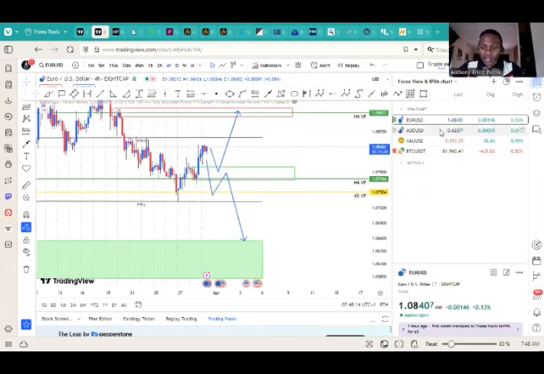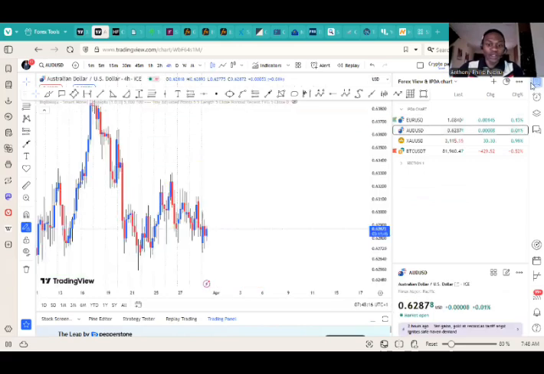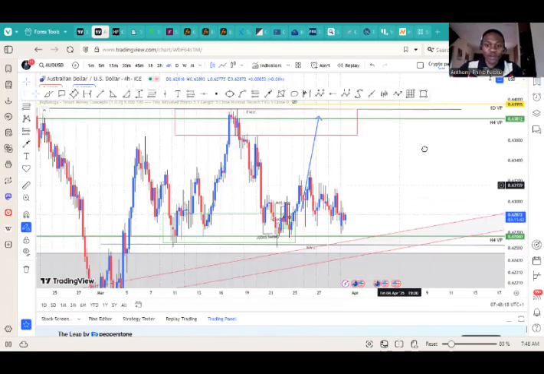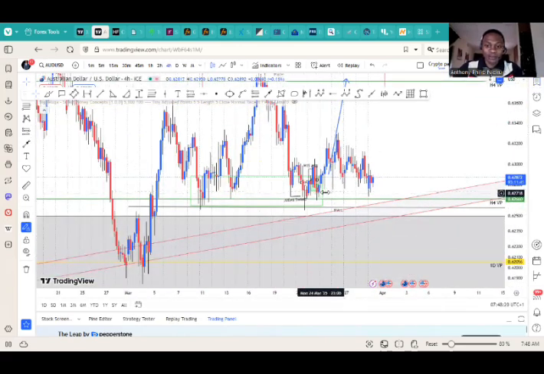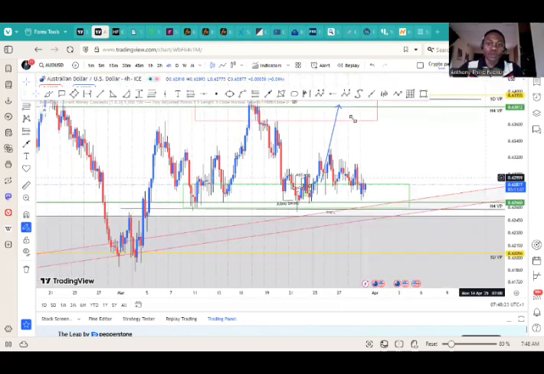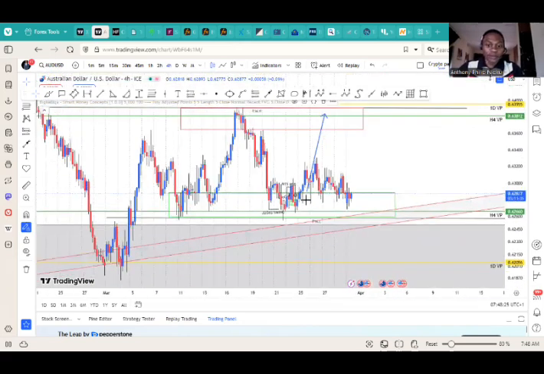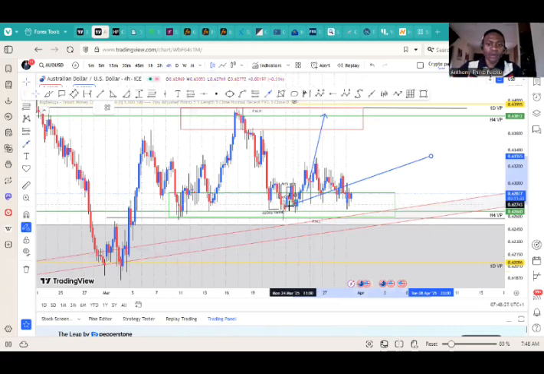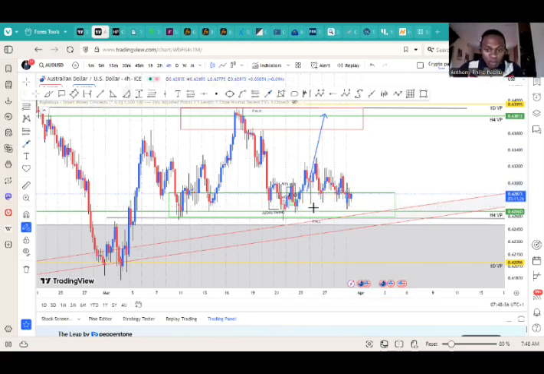Then let's go to the next pair, which is AUD USD. This was our forecast for AUD USD, and it was on point. We told you guys from this demand zone over here, it was on Monday. On this demand, we were expecting price to start buying to the upside, heading towards the supply zone. And you see the market pushed to the upside from that level. Let's see how many pips the market pushed from that level where we did our analysis.